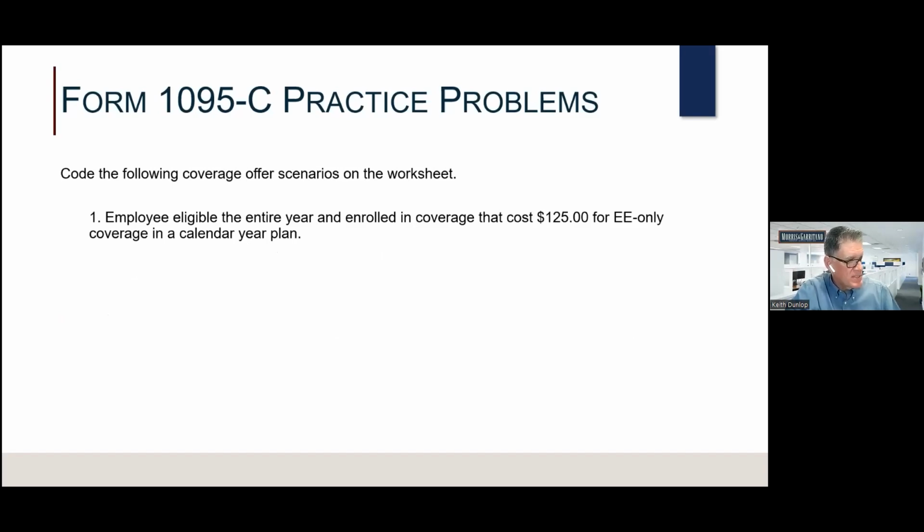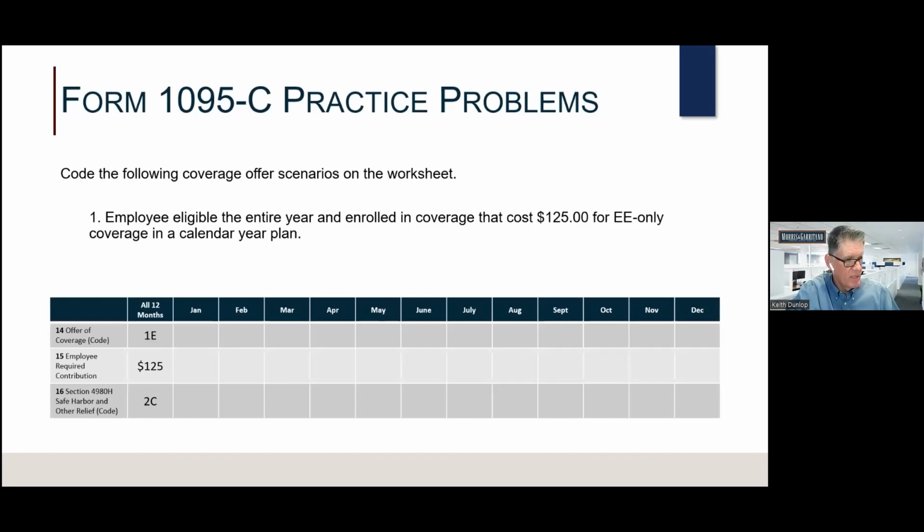So here's our example one. The employee is eligible all year, enrolls in coverage at 125. Here's what that form looks like. Super straightforward. There should be no questions about this coding. We're using the all 12 month box because the codes have no change at all for the entire year. And if that's the case, you get to use the all 12 months box, 1E, 125, 2C.